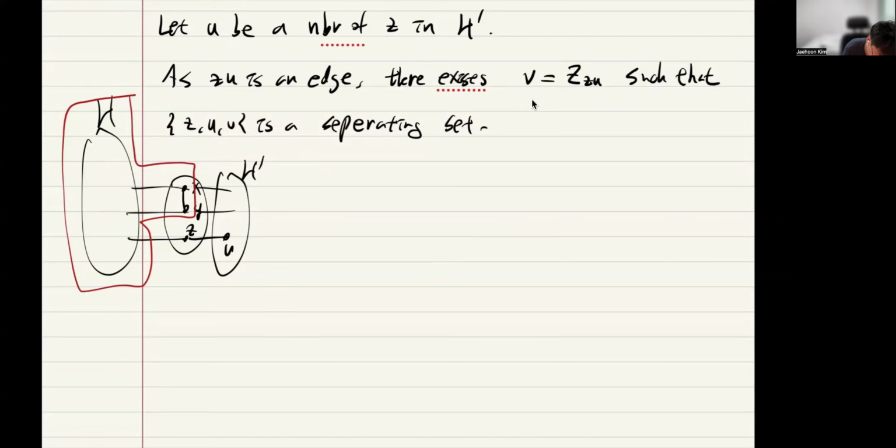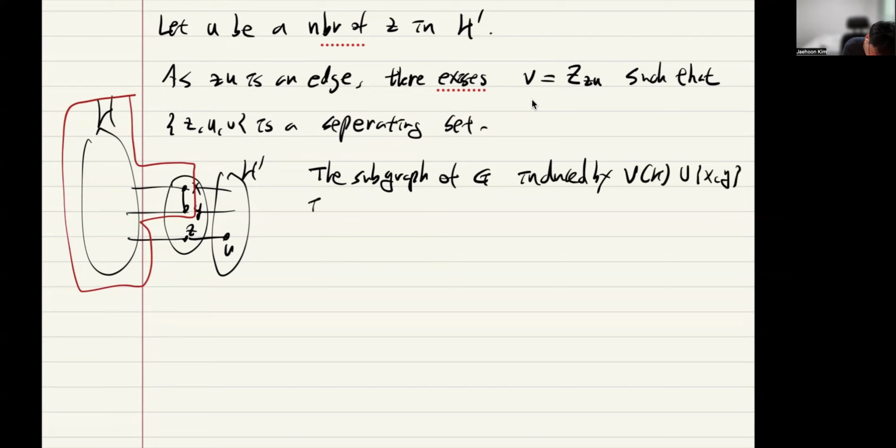So let's say the subgraph of G induced by the vertices in H together with X, Y is connected. Of course, this H is a component, so it is connected. And then we add two vertices which have neighbor in H, so this is connected.